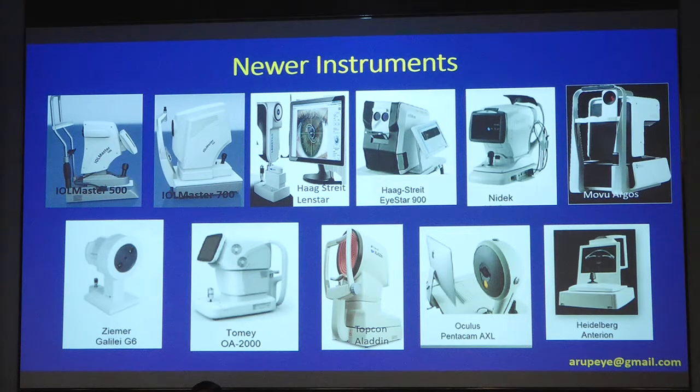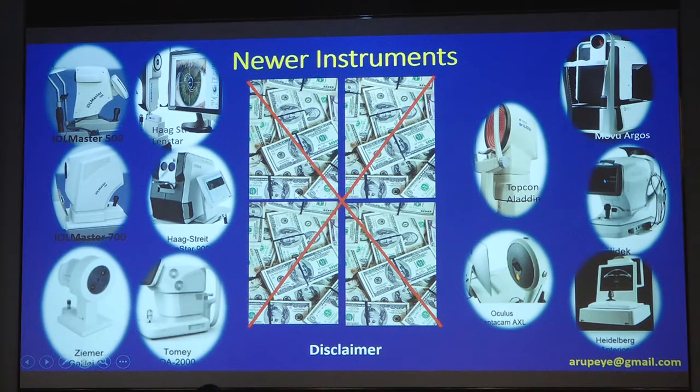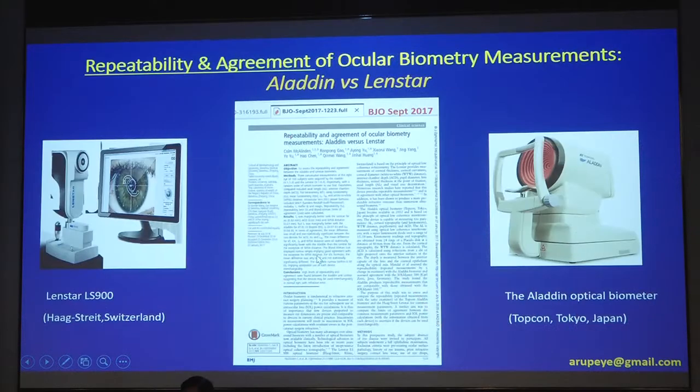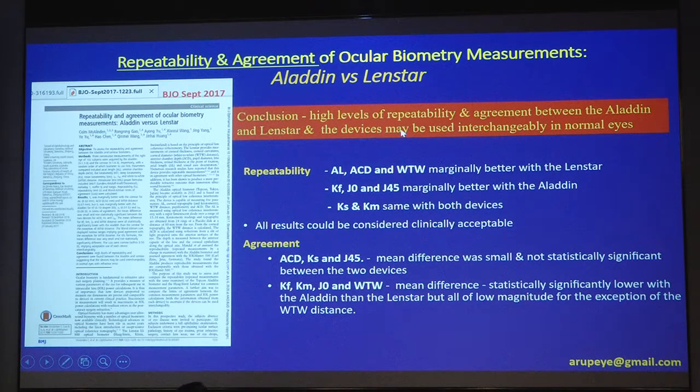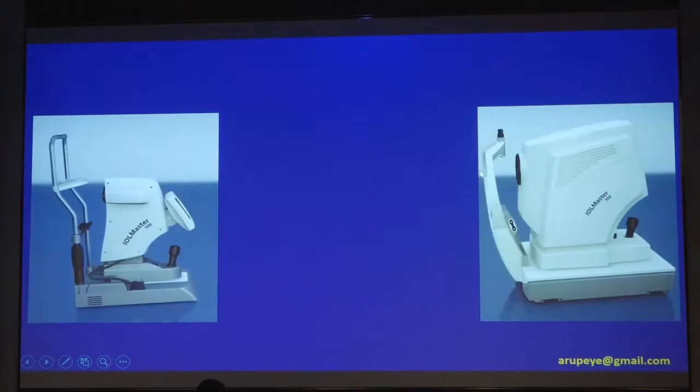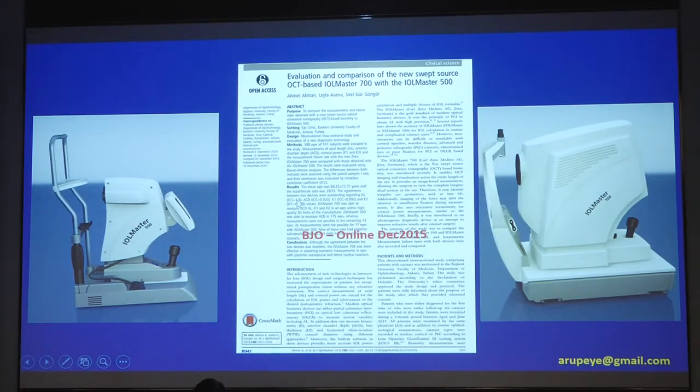And today we are spoiled for choices. We have too many optical biometers. So anything new that is coming up in the market, is there a need for us to upgrade? We have a lot of choices, even the basic optical biometers. I went through a couple of studies which showed that Aladdin and Lenstar give almost repeatable results, and there is a lot of agreement. So you can afford to get any optical biometer which you feel is satisfactory from your perspective in terms of the vendor service support and things like that.